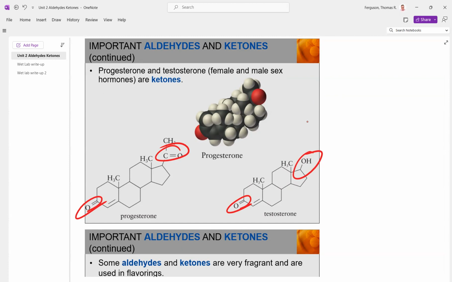And you've got ketone here on the left, ketone on the left, ketone on the left, alcohol on the right.